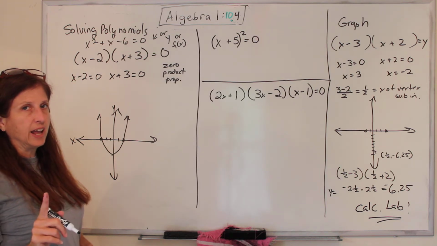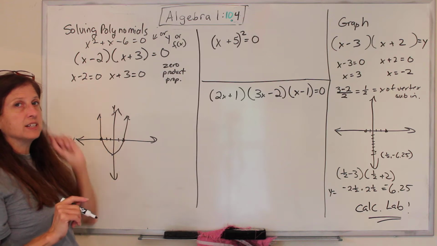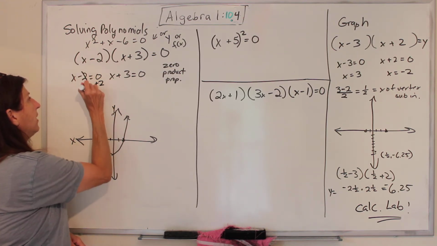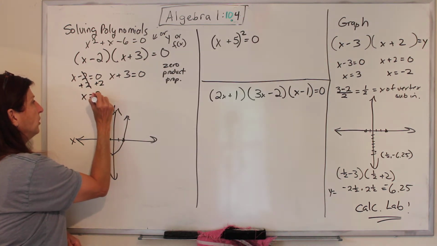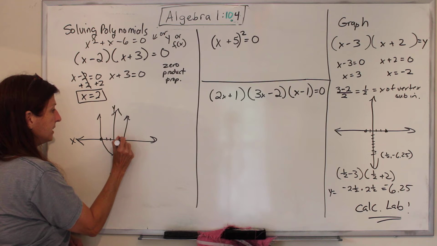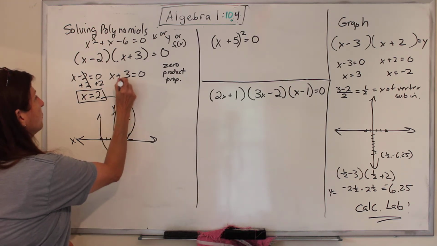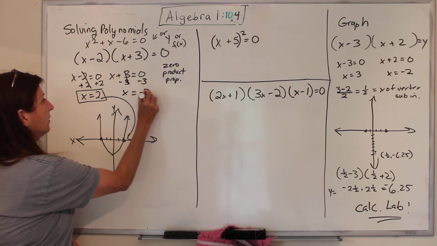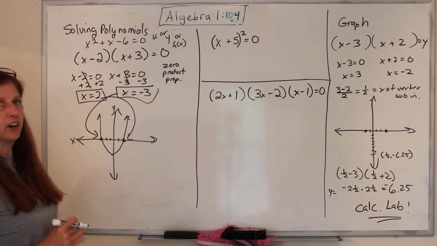How do you solve for x? By doing the opposite. Why is x not alone? It's got a minus 2. What's the opposite? Plus 2. What I do to one side, I do to the other. Those cancel out. So one answer is x equals 2. And there it is. Done. That's where it is crossing the line. And the other one, we minus 3 to both sides. X equals negative 3. So the other place where it crosses is right there.